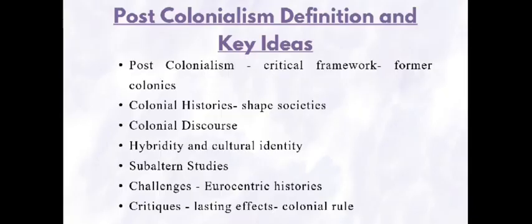Coming to hybridity and cultural identity, colonized societies develop hybrid identities blending native and colonial cultures. Example, Midnight's Children by Salman Rushdie explores Indian identity after British rule. Moving on to subaltern studies, the voices of the colonized, especially marginalized groups and women, are often silenced.